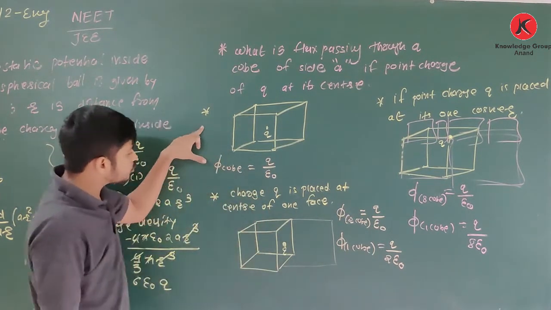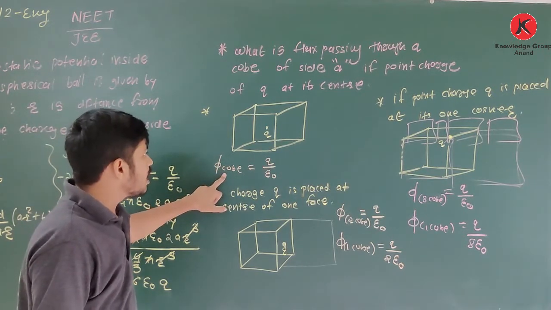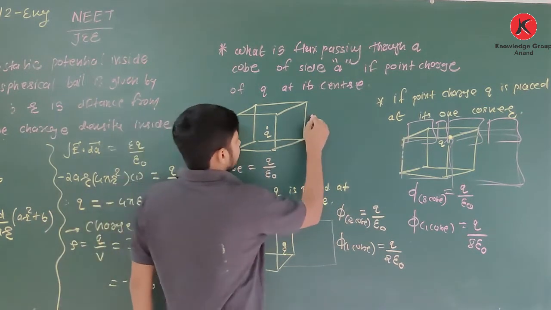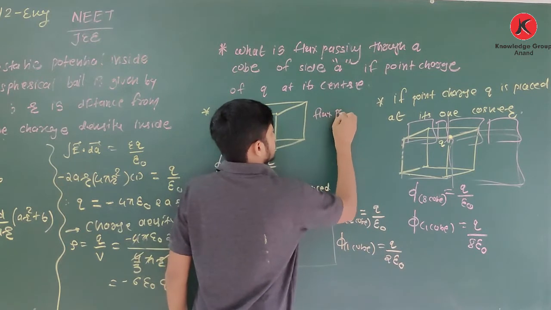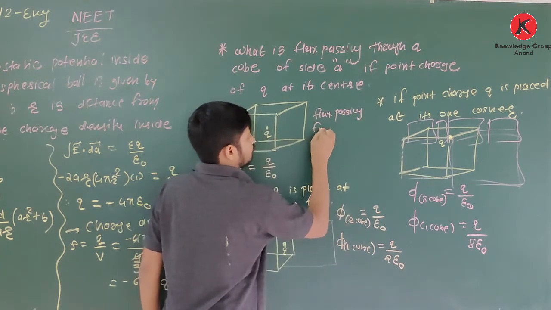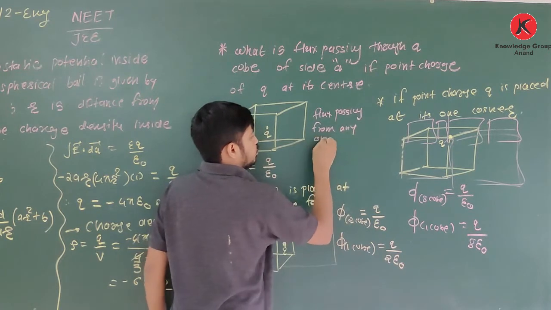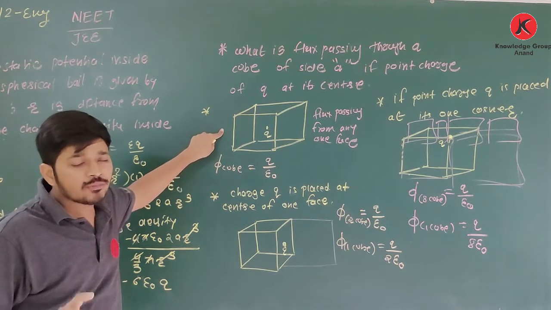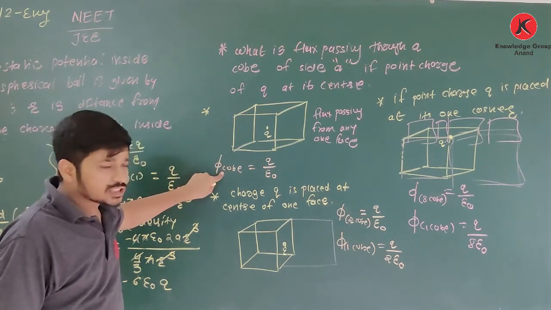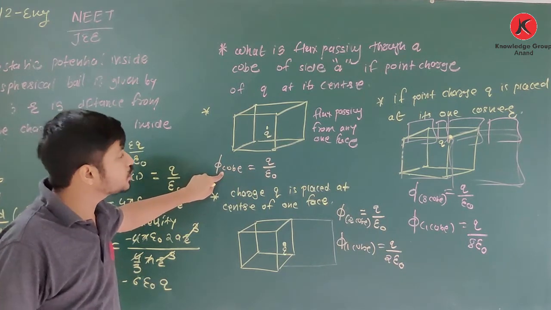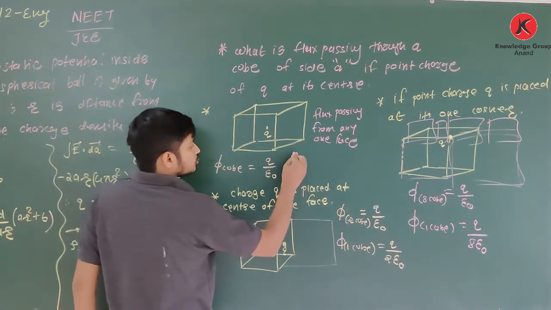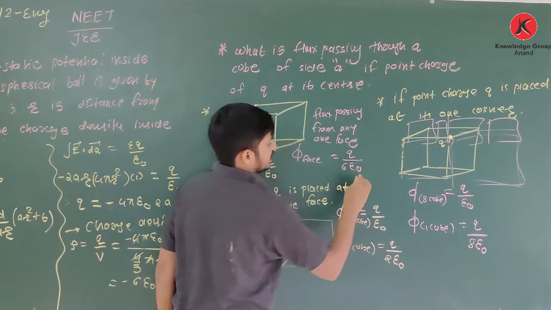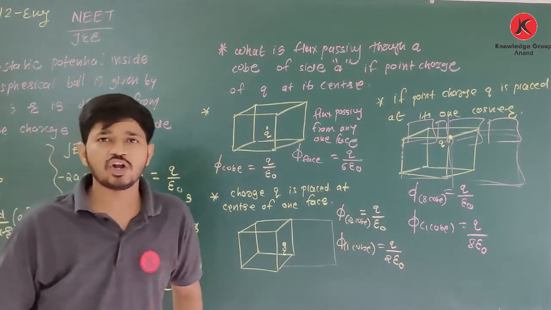Clear? See, in this question, it is flux passing from Q. But if I ask what is the flux passing from any one face? In a cube there are 6 faces. Flux passing from the cube, meaning through the total 6 faces, is Q upon epsilon 0. So flux passing from only one face is equal to Q upon 6 epsilon 0.